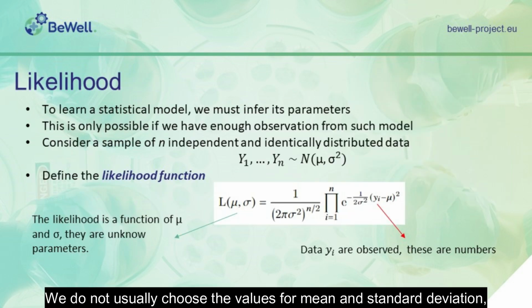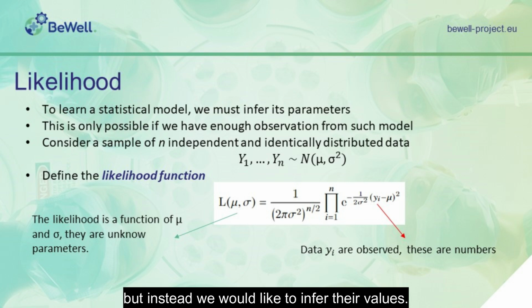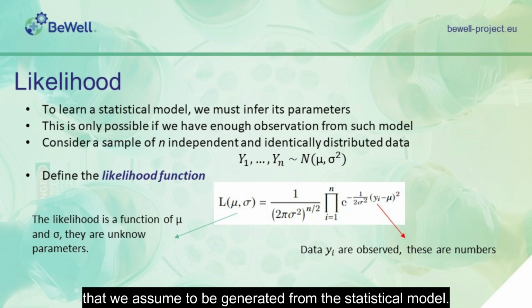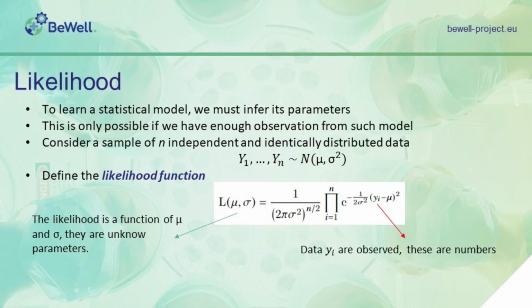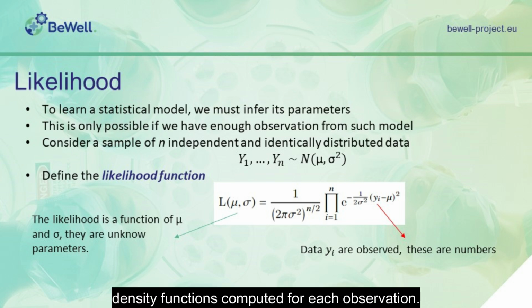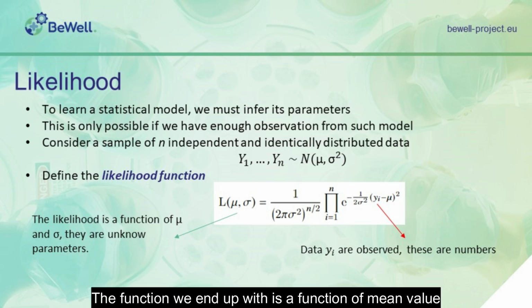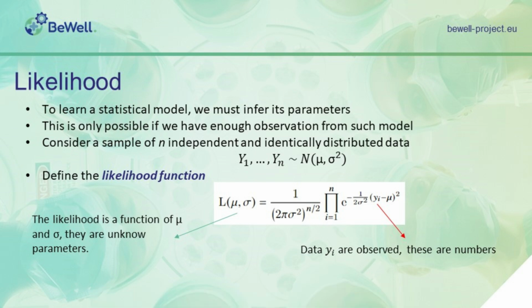We do not usually choose the values for mean and standard deviation, but instead we would like to infer their values. Therefore, we need to collect data that we assume to be generated from the statistical model. The key mathematical object we use to perform inference is called likelihood, which is simply the product of the density functions computed for each observation. The function we end up with is a function of mean value and standard deviation, since data have been observed.